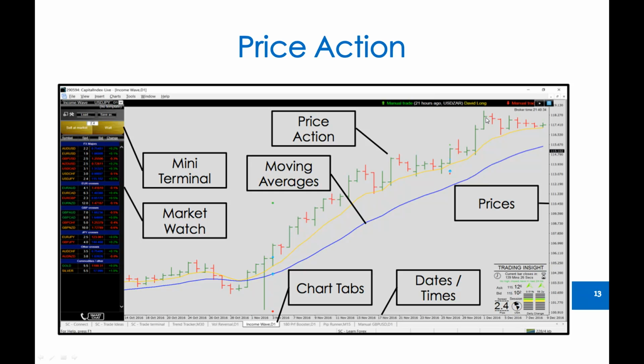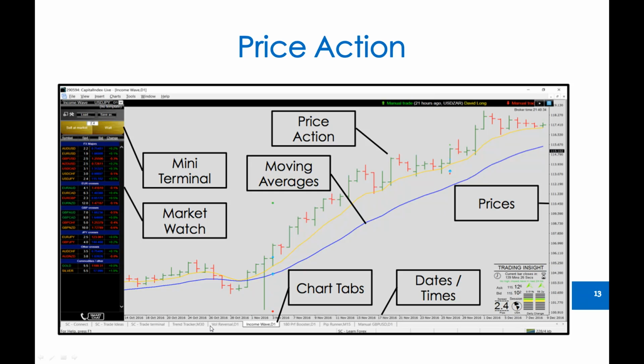In the next section we'll look at cyclicity and the minimum standards that you like to see in order to, on a high probability basis, be able to determine the direction of the market. But you see here we have green and red bars, and we'll talk about the bars themselves more in depth very shortly. Also on the chart you will see a yellow and a blue line, or any line that is plotted onto the chart for you, which is what we call a moving average.